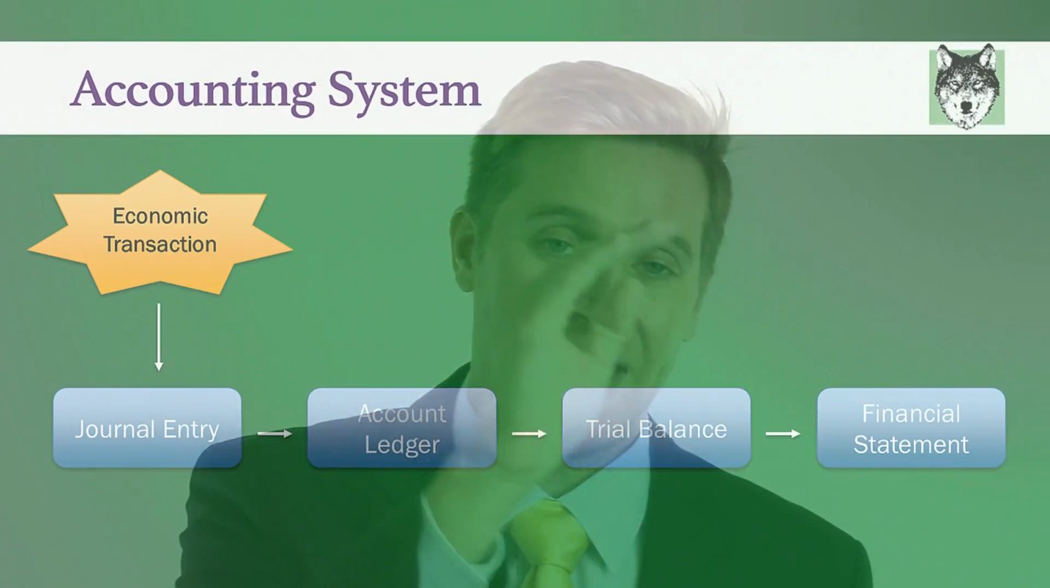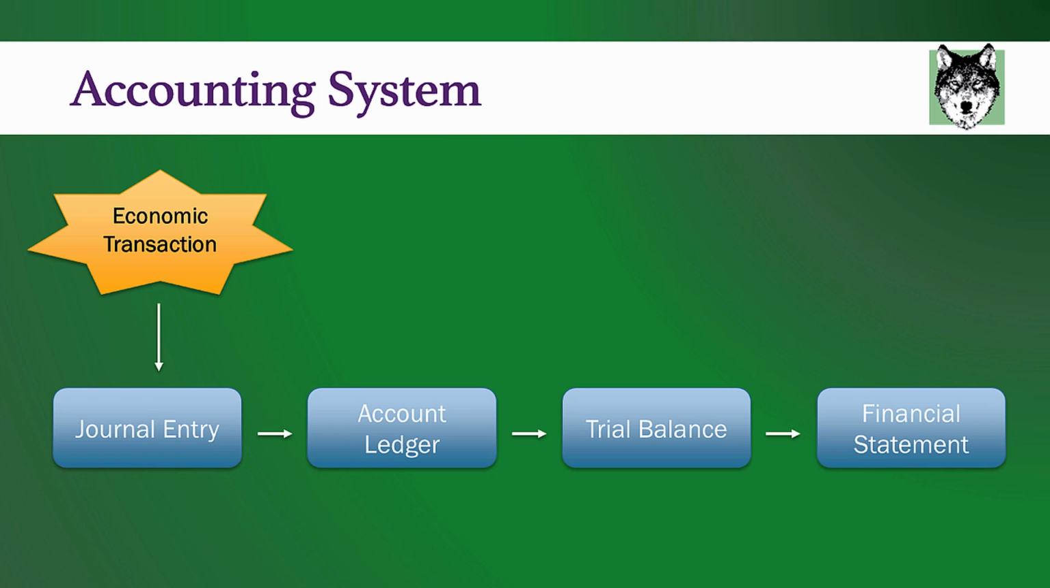To just review, we started with your economic transaction. That turned into the journal entry. Your journal entry turns into your account ledgers. Your account ledger turns into your trial balance, and your trial balance turns into your financial statements. Now, it seems like that's a lot of work, and it is. It is a lot of work, but there's a number of reasons why we do this.